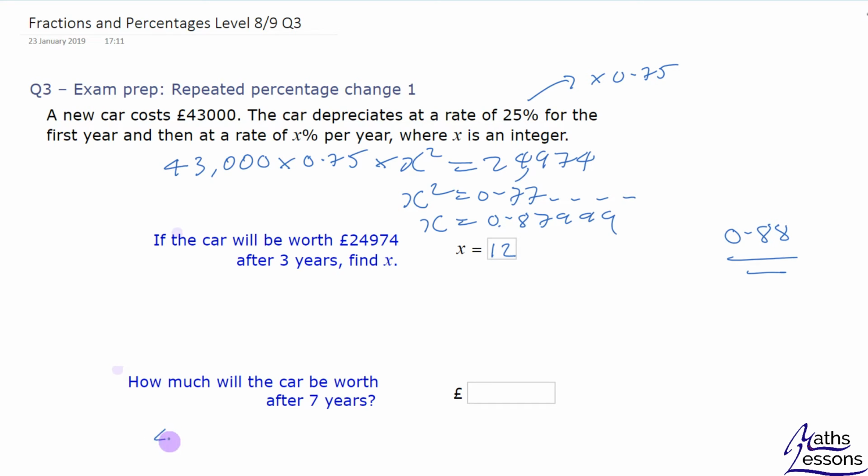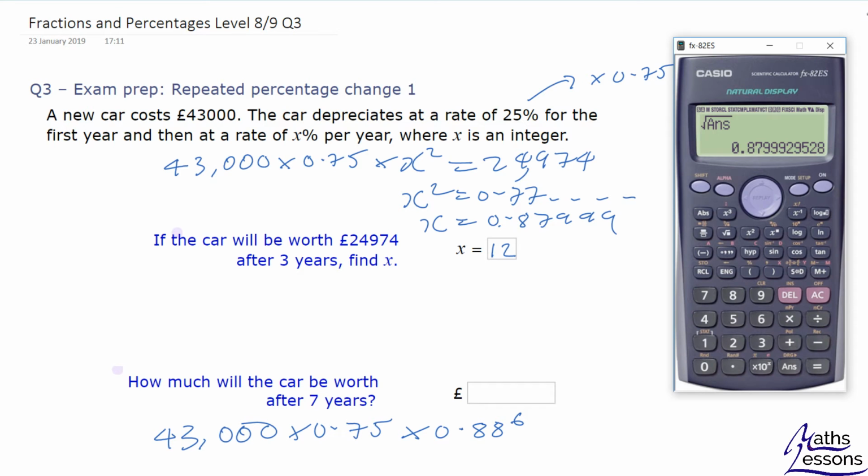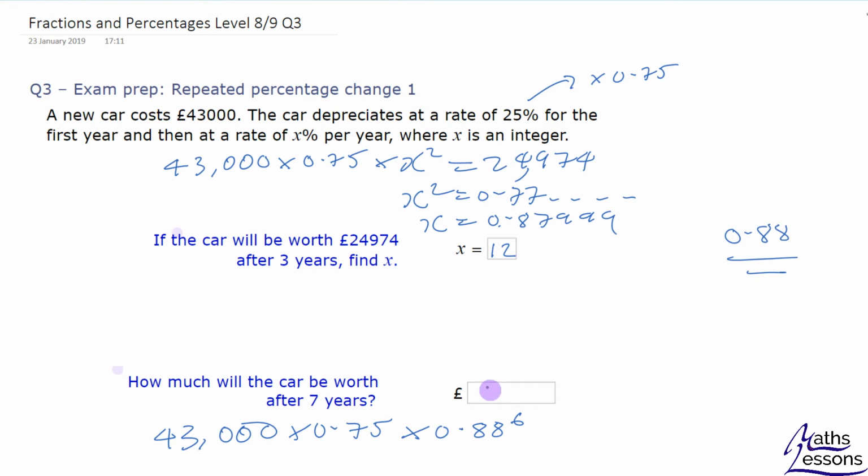So you got 43,000 times by the 0.75 to start off with. And then we're going to times by 0.88 for each other year. Now 7 years, so that means it's going to be 6 years when we times by 0.88. So shove that into our calculator. We're going to get 43,000 times 0.75 times 0.88 to the power of 6. And that gives you 14977, to the nearest pound.